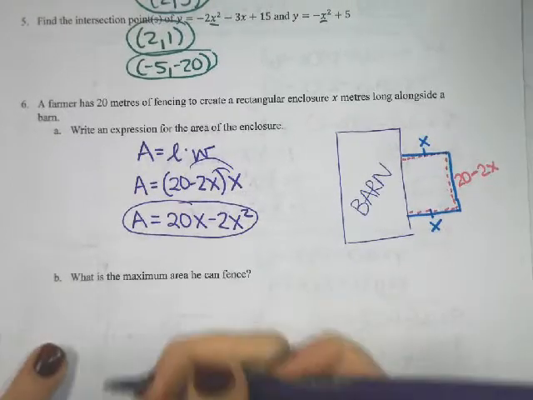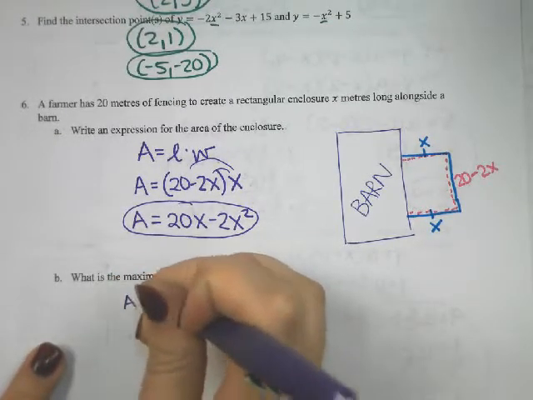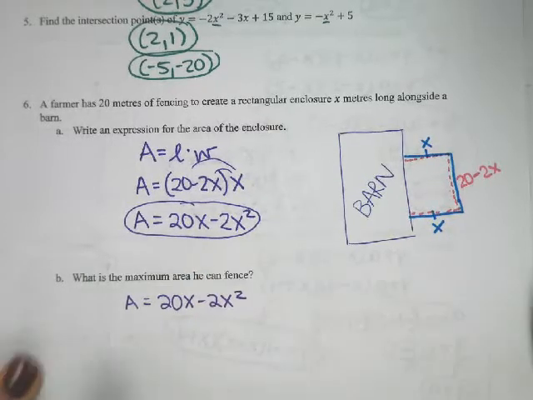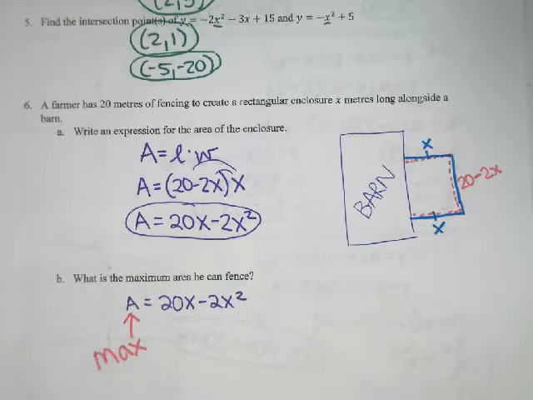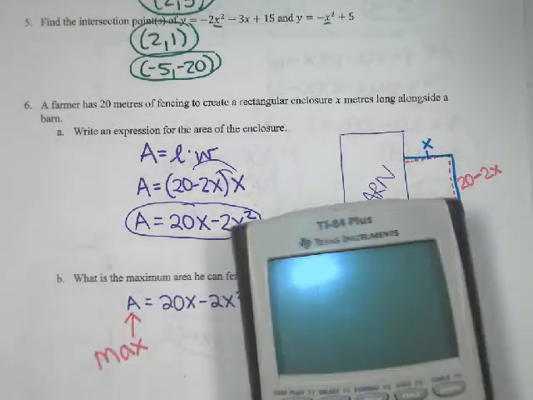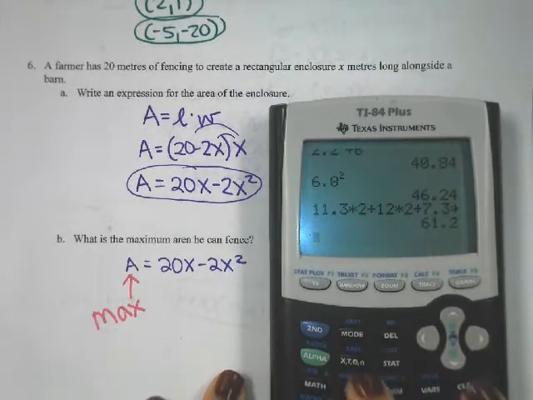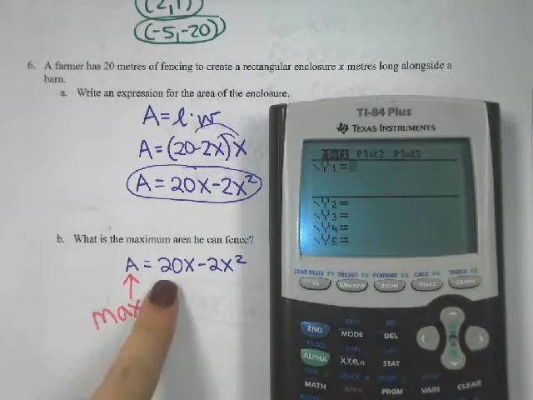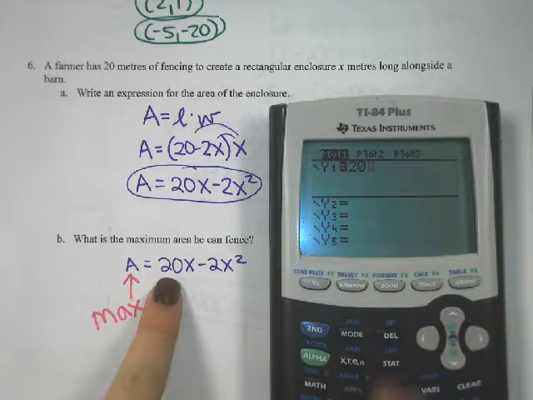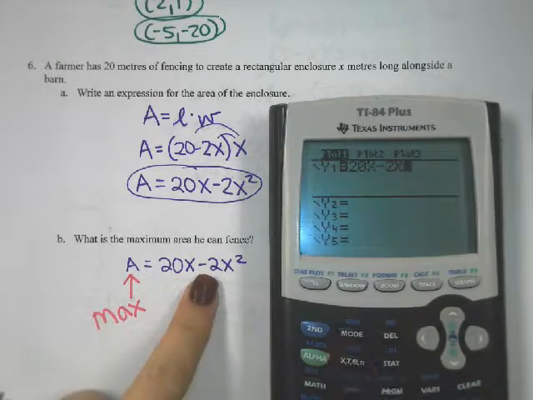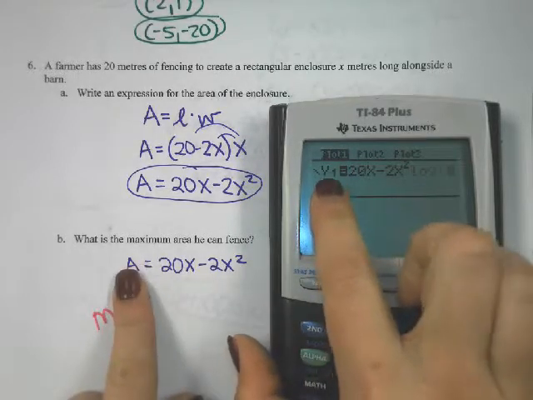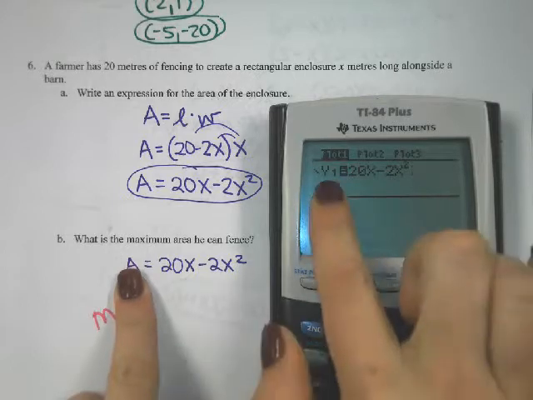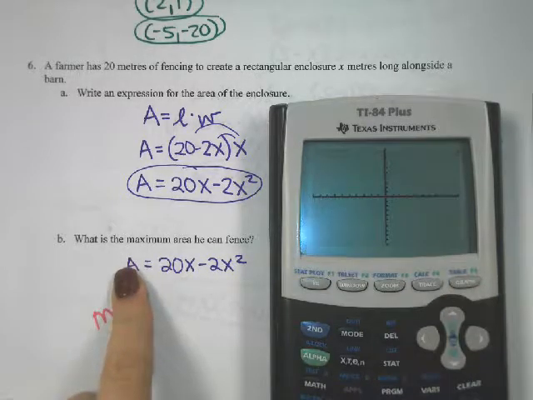In order to maximize the area he can fence, we want to know the maximum value for A. So we want this. I'm going to graph this and see where the maximum value occurs. So I'm going to go to my y equals, and I'm going to graph 20x minus 2x squared. My y is my area. A is y in this case, and I want to see what would make y the biggest. So when I graph it, I have a parabola.